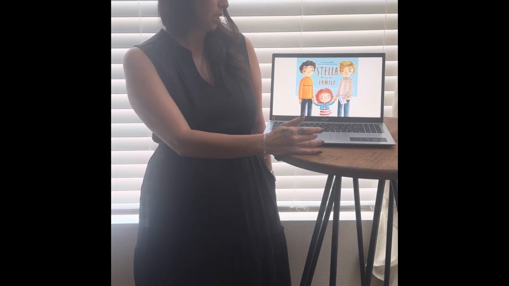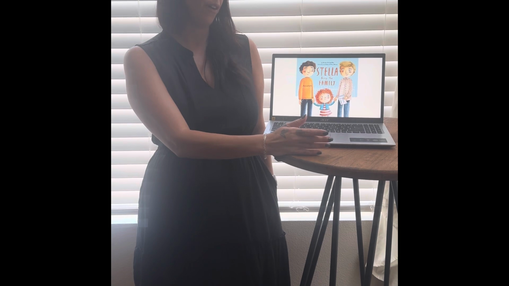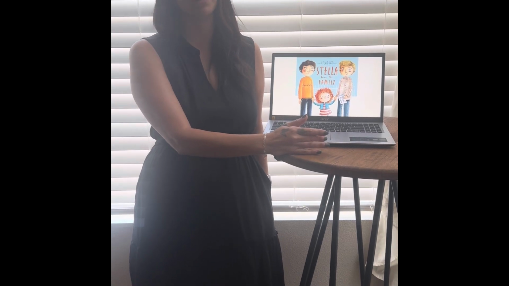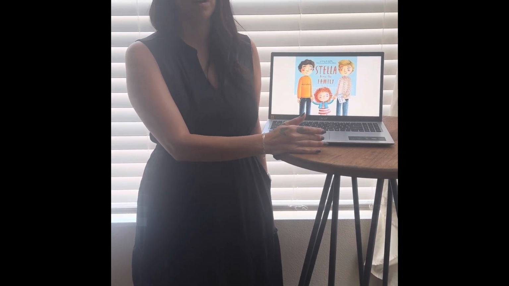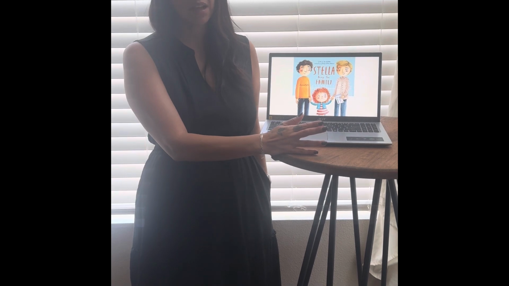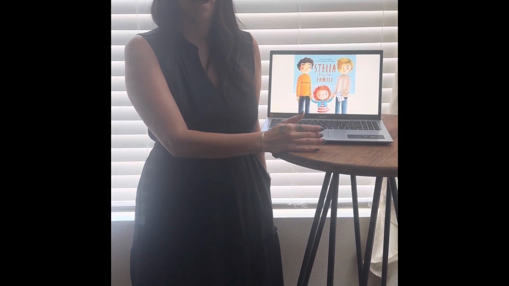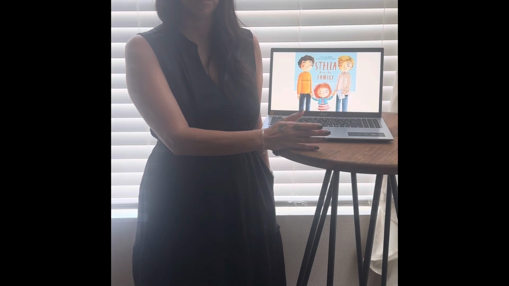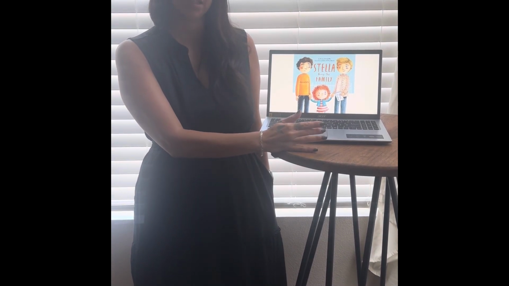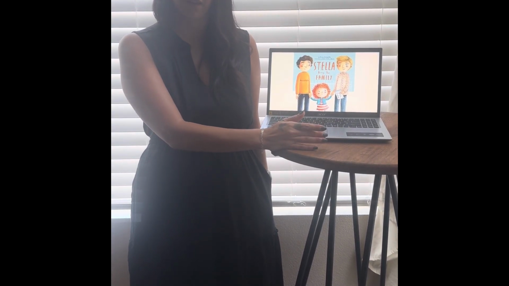I felt this book helps to represent different types of families that I know my students have had, and they would be able to see that reflected in these stories if I use this book in my classroom.